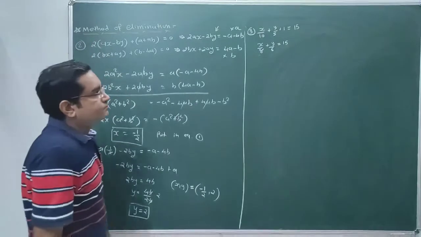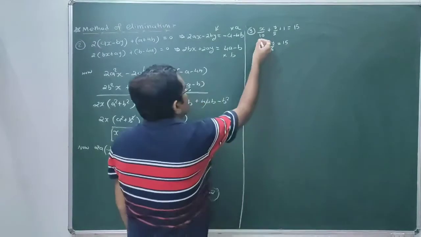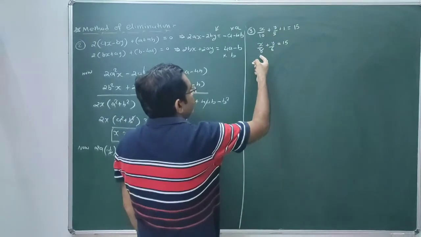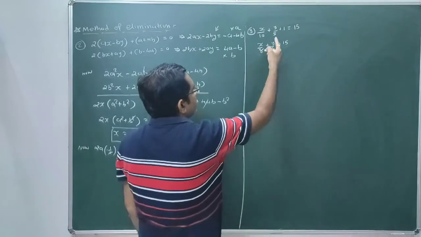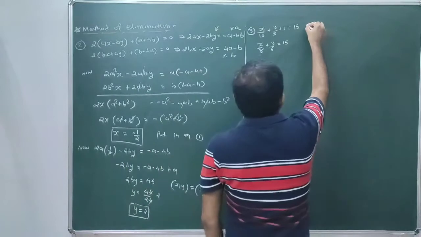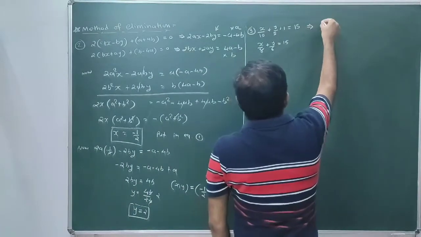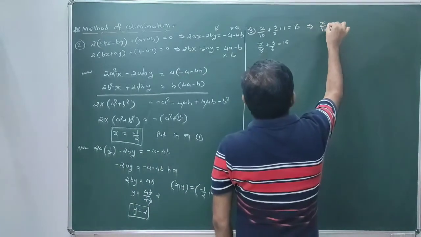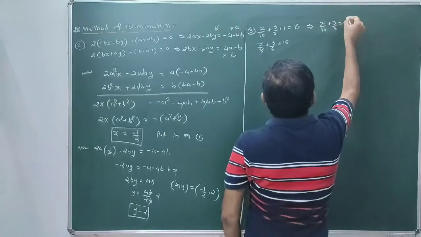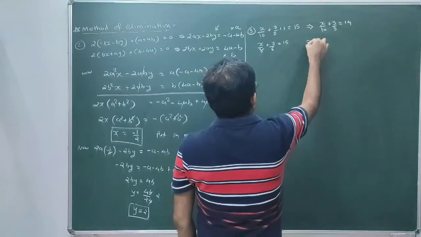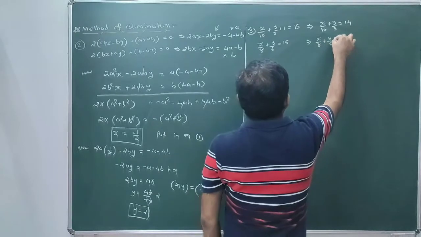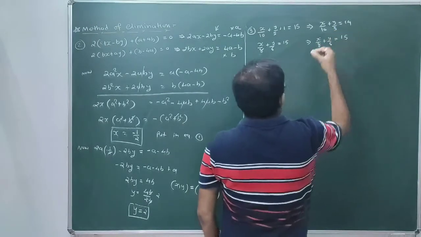Check question number 3. Here we are given that x by 10 plus y by 5 plus 1 equal to 15, and the second equation is x by 8 plus y by 6 equal to 15. So first we are taking this 1 to the right hand side, so it will be minus. So we are getting the simplified form, which is x by 10 plus y by 5 equal to 14, and this is x by 8 plus y by 6 equal to 15.